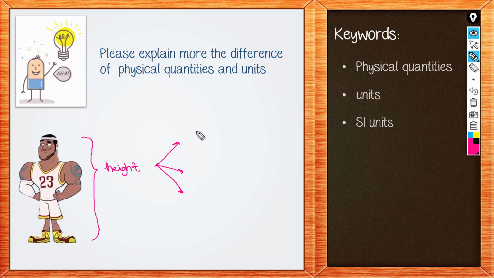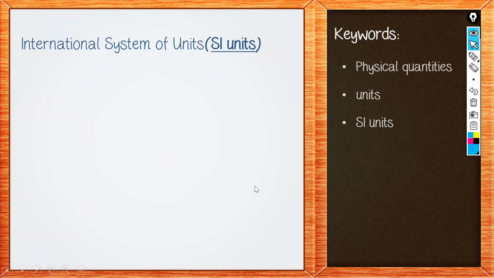We can have a combination of the feet inches style, like 6 feet 8 inches, or we can write it as 80 inches, or we can have it in meters, 2.032 meters. So you may ask, what unit should we use? So let me share to you the system of units that is widely used in the scientific community.